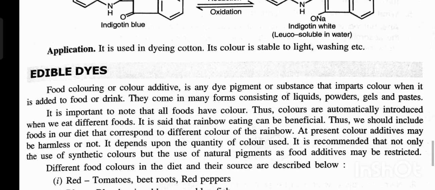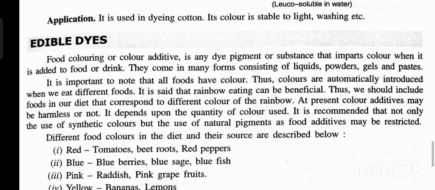Edible dye. Food coloring or color additive is any dye, pigment or substance that imparts color when it is added to food or drink. They come in many forms, consisting of liquid, powder, gel and paste. It is important to note that all food has colors. Thus, colors are automatically included when we eat different foods. It is said that rainbow eating can be beneficial. Thus, we should include foods in our diet corresponding to different colors of a rainbow.